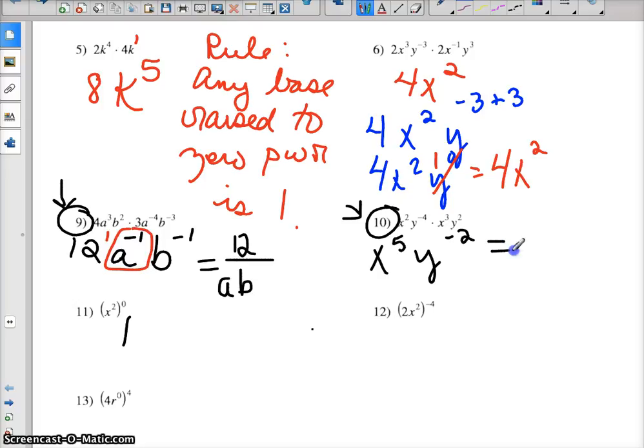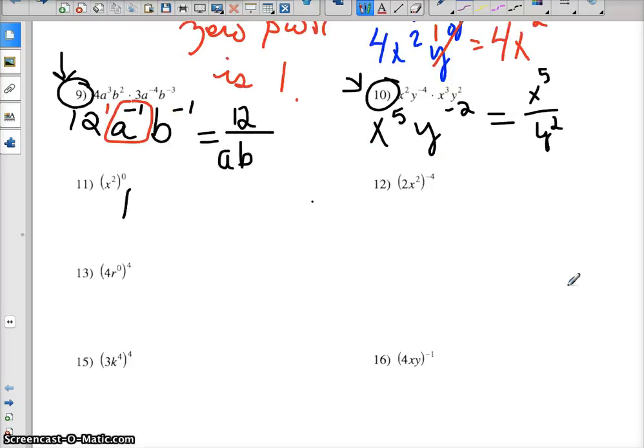Let's see how you did. X to the fifth has a positive exponent. It should stay in the numerator. But y is raised to the negative 2 power, so it should be moved to the denominator. How are you doing so far? Let's move on now to number 12. Let's work this example together.